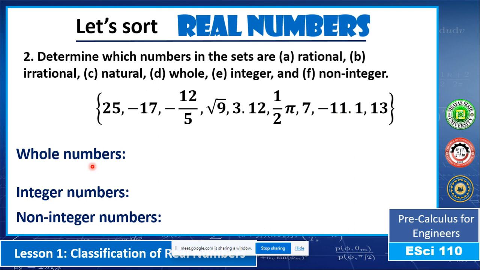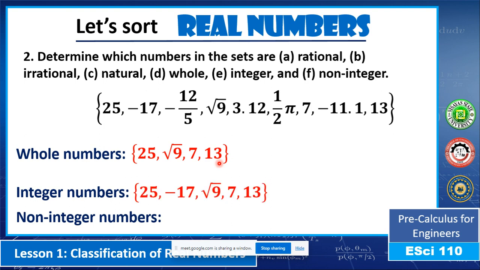Next, the whole numbers. We can base our answers on the natural numbers, since whole numbers and natural numbers are closely related, because the only thing that differs is 0. Natural numbers have no 0. So for whole numbers, we have 25, next square root of 9 only for positive 3, then 7 and finally 13. Then for integer numbers, these are whole numbers either positive or negative and including 0. So based on our given real numbers, we have 25, negative 17, square root of 9.